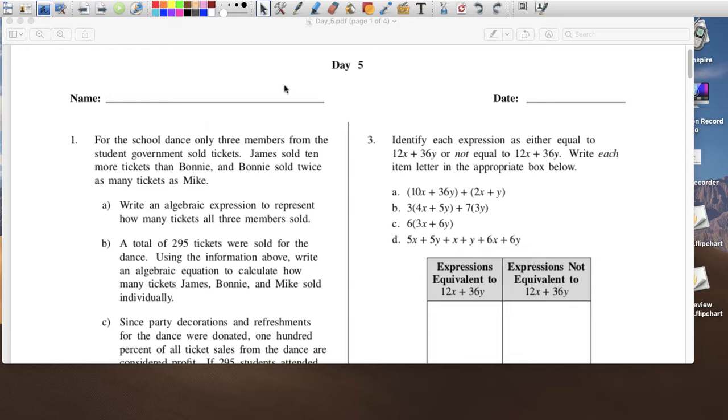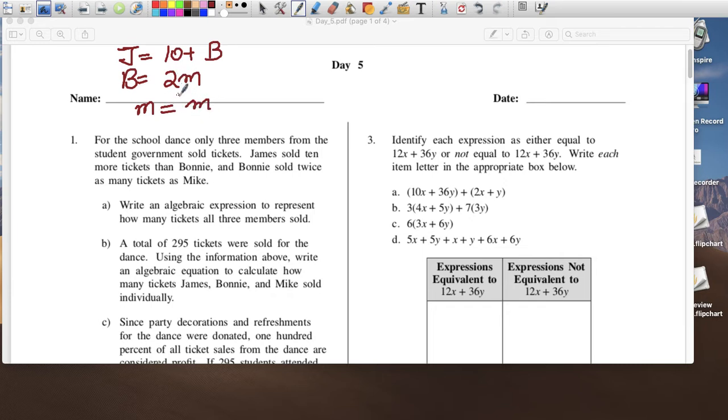For the school dance, only 3 members from the student government sold tickets. James sold 10 more tickets than Bonnie, and Bonnie sold twice as many tickets as Mike. So let's write that down. James sold 10 more than Bonnie. Bonnie sold twice as many as Mike, 2 times Mike. And Mike sold X.